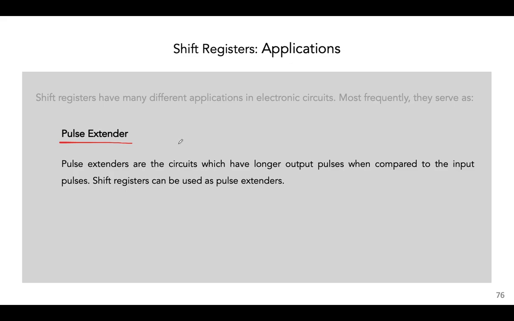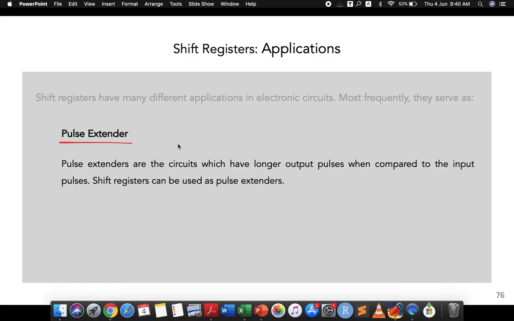What happens is the input goes in, but it doesn't come out for some period of time, and that period of time you can actually decide. So you can extend the length of your clock pulse, and that way you can decide how long the data stays inside a register before it comes out. And pulse extender is a somewhat similar concept. So the input pulse is shorter but the output pulse is longer, and that you can decide using shift registers. It depends on how long you're going to keep the data inside the register.